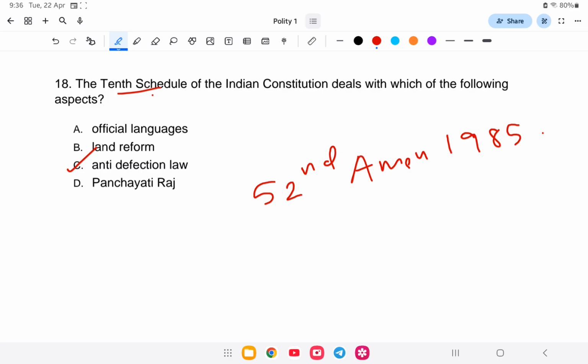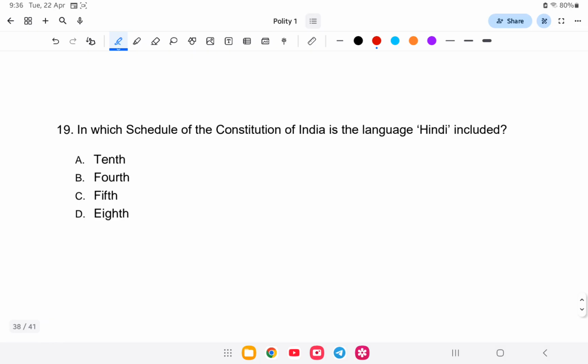Next question. In which schedule of the Indian Constitution is the Hindi language included? Official languages are in which schedule? The answer is option D, that is the 8th schedule. There are 22 official languages in India. We have already studied this in the last lesson.